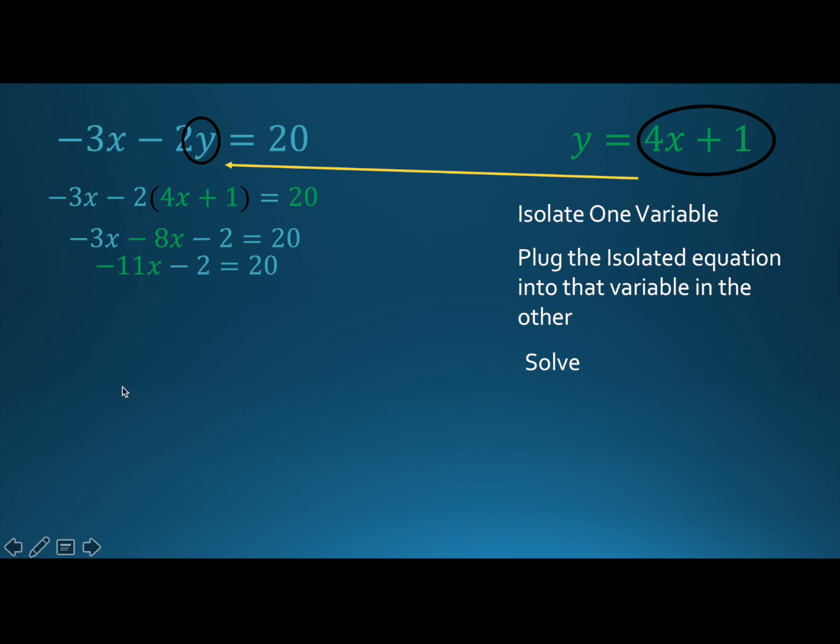Now we're going to add 2 to both sides to cancel. These two cancel. Now we're going to divide both sides by negative 11. These two cancel. When we simplify, we get x equals negative 2. We just found our x coordinate.